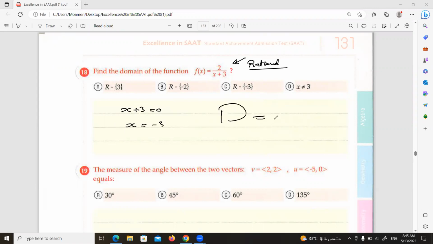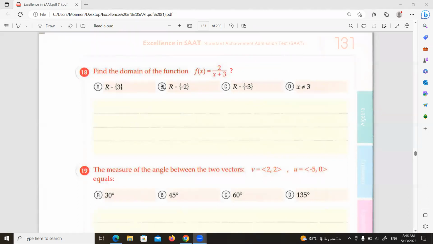So our domain will be all real numbers except the value of -3, because if you substitute by -3, you will get undefined. So R except -3. We can write it another way: from -infinity to -3, open of course, union from -3 to +infinity. I take all the numbers except -3, as -3 is open here and open on the other side.